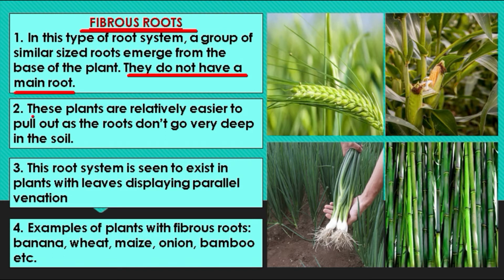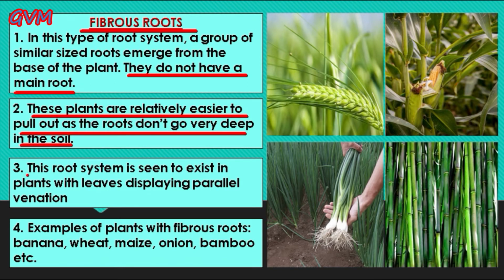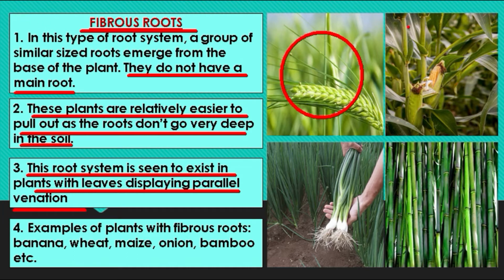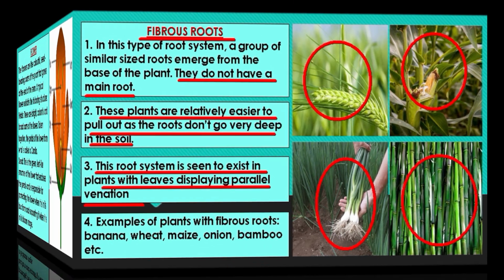And students, as compared to taproot, these roots are relatively easier to pull out because the roots don't go very deep in the soil. And students, generally this kind of root system is seen in plants with leaves displaying parallel venation. For example, wheat, maize, onion, bamboo, etc.